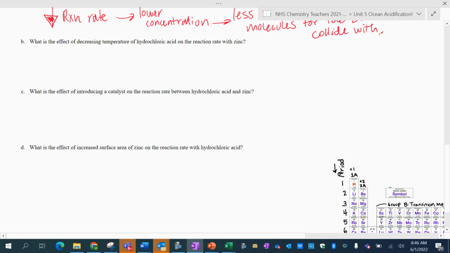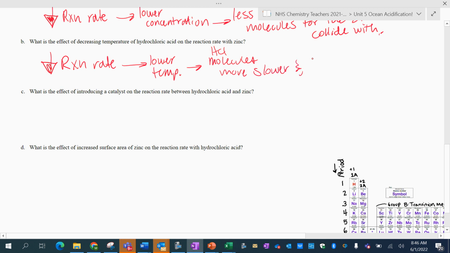For letter B, what is the effect of decreasing temperature of the acid on the reaction with zinc? Once again, I would expect a decreased reaction rate, because if there's a lower temperature, that means the HCl molecules move slower and collide less frequently with the zinc. Which is going to slow down the reaction rate.